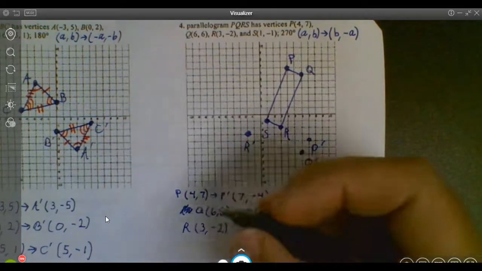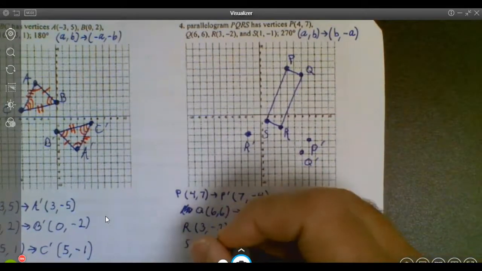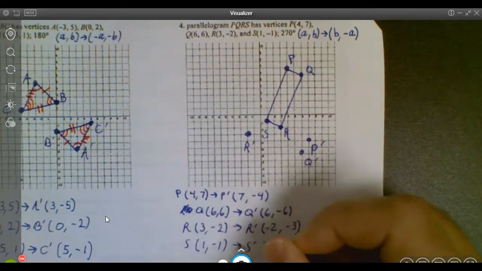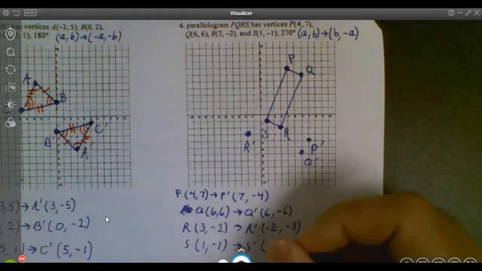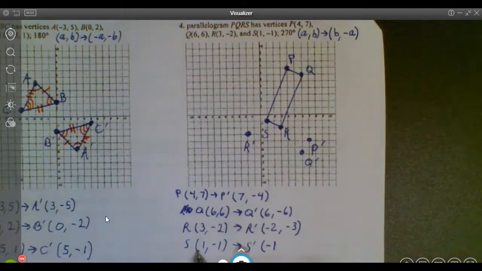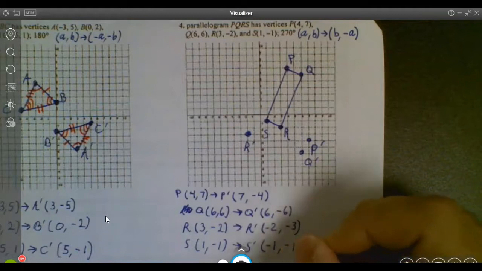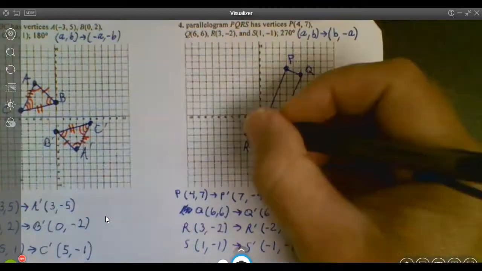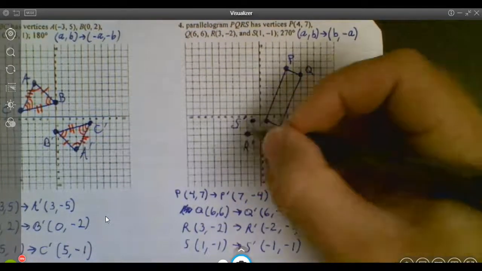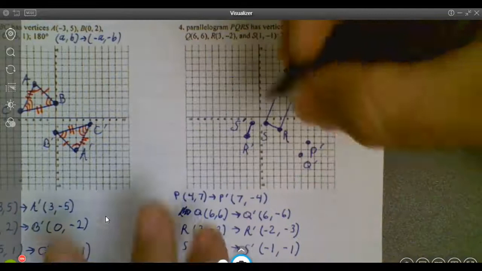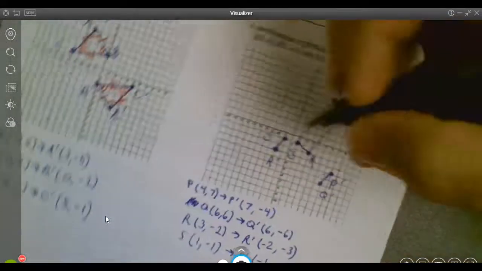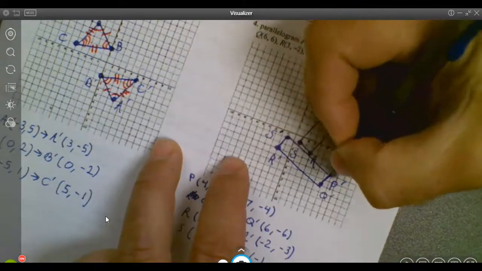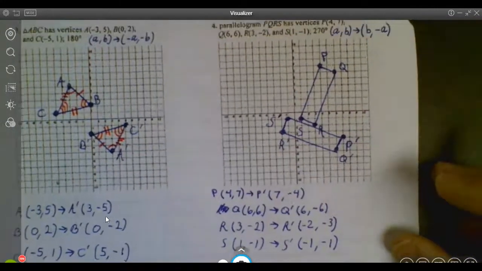And final point, 1, -1 for S. My -1 moves to the front, my +1 moves to the back, and as he does that, he changes to -1. And there's our new S. And if I connect the dots, this is the image that we get when we rotated the first one 270 degrees.